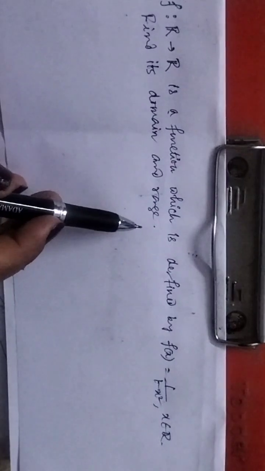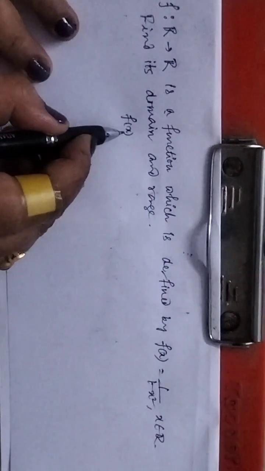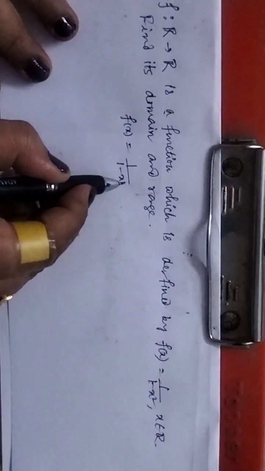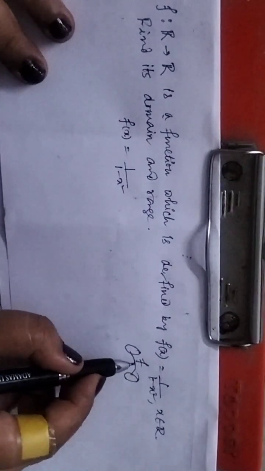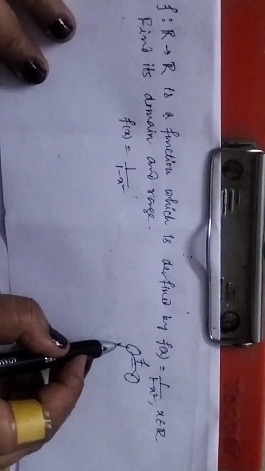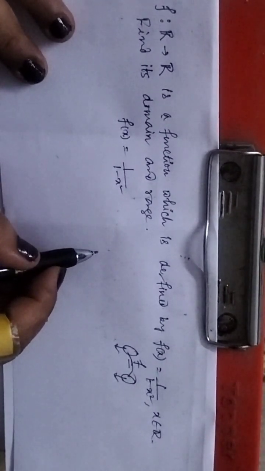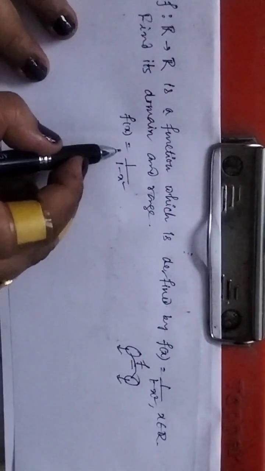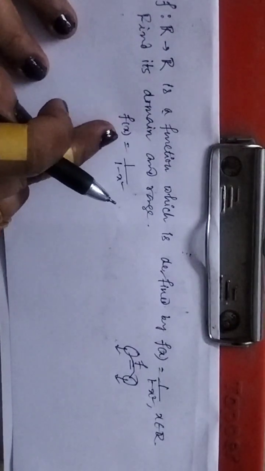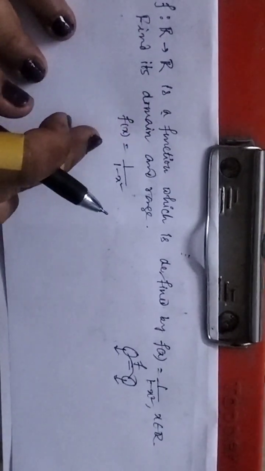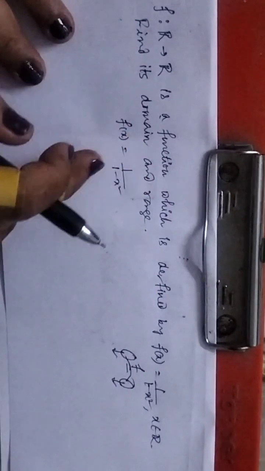I'll show you the easiest way of finding it. Look, students, it is given that f(x) equals 1 by 1 minus x square. The defined function is given to us. We have to just find out the respective domain and range. So make sure all the x of the domain, which is to be found, should have an image in the range set under this f.